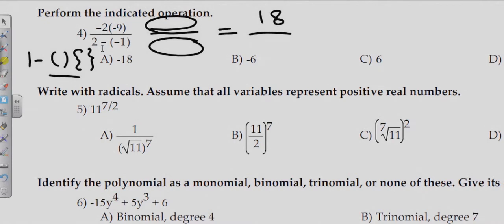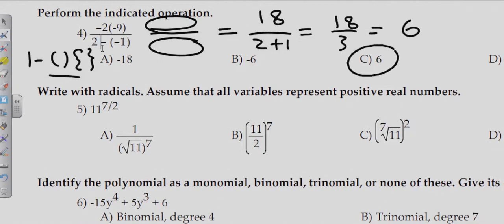So you have 2 terms. So be careful. This is 2 minus negative 1, we're not multiplying, we're subtracting. Subtracting negative is like adding positive. It's like adding positive 1. It's like 2 plus 1, which is equal to 3. So 18 over 3, which is equal to 6. So that's the answer.